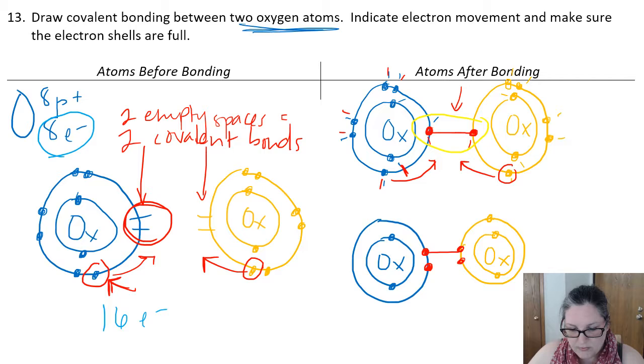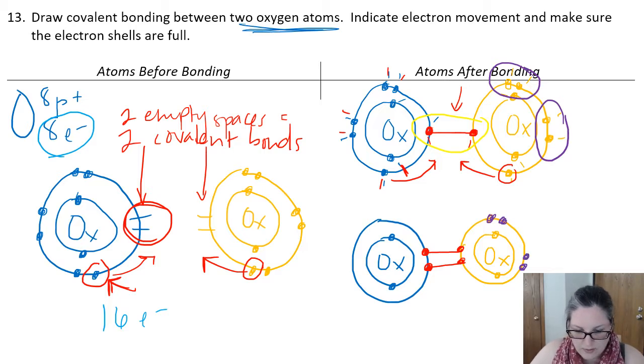All right, so now we have 2 covalent bonds, and let's take a look at the unpaired electrons. So if each one's going to donate 2 electrons to make 2 covalent bonds, they have 4 unpaired electrons each. 1, 2, 3, 4. And this one has 4 as well. 1, 2, 3, 4.